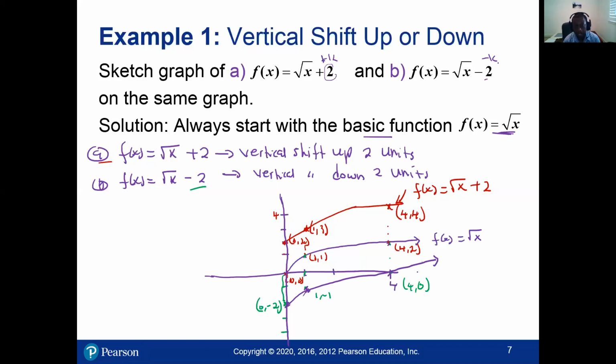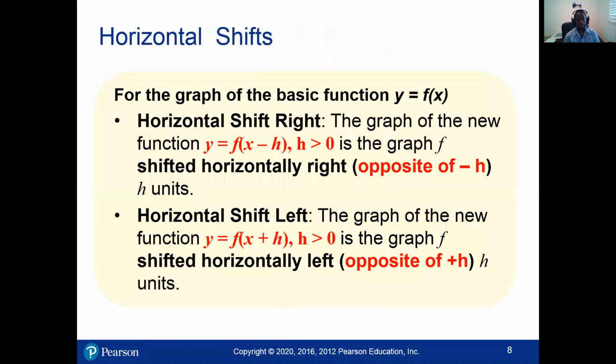So this graph is your f of x, that's the b part, which is the square root of x minus 2. Okay, all right. Now, let's take another type of shift. This is horizontal shift.